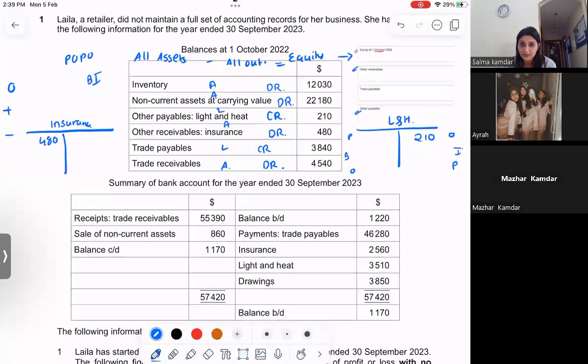35180. How much? 35180. Are you sure? Okay, 35,180. I also have my summary of the bank account, which has the opening balance of 1220. So this is bank overdraft, right? That means it is a current liability. So even this would get subtracted from this. So 35,180 minus 1220.